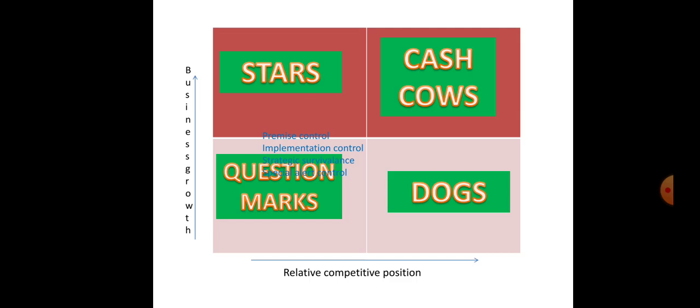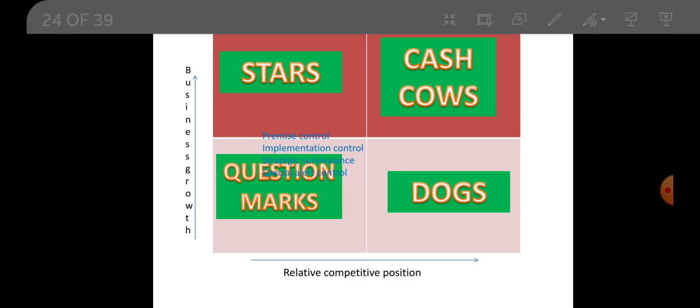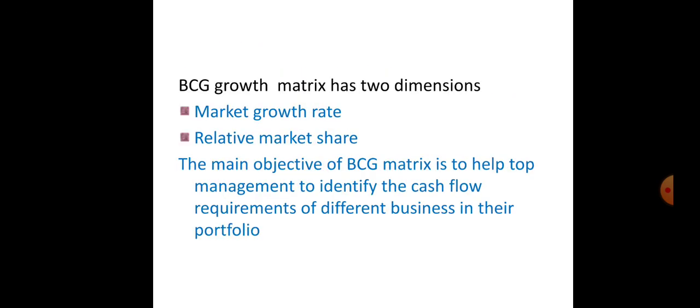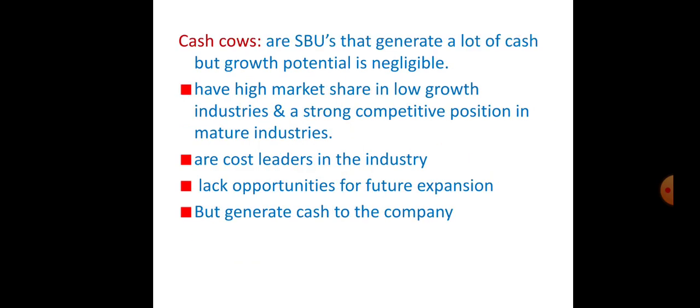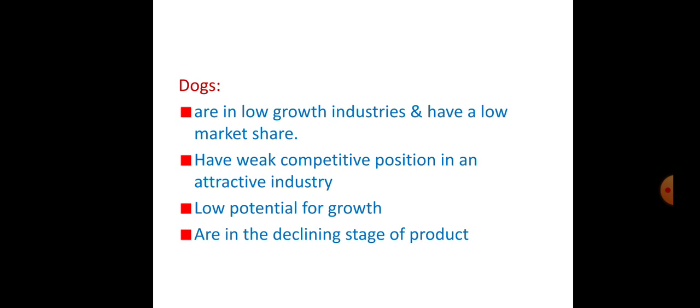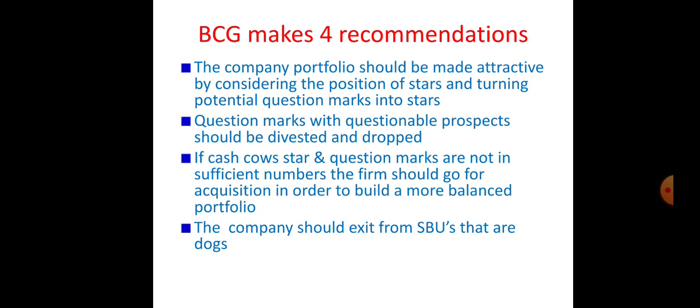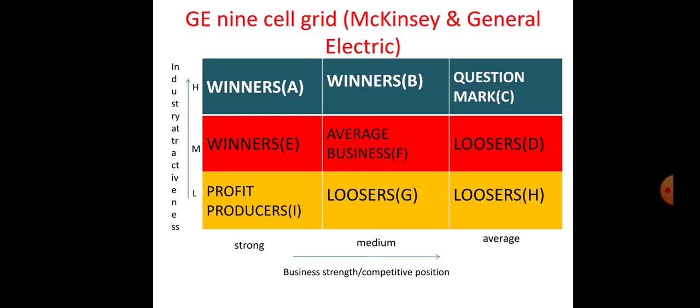So this is the BCG matrix, where a portfolio will be analyzed and identified in 4 different areas as stars, cash cows, dogs and question marks. This is against relative competitive position and business growth. So what these areas are has been given here, the description, and this BCG matrix has 4 different recommendations and limitations also.